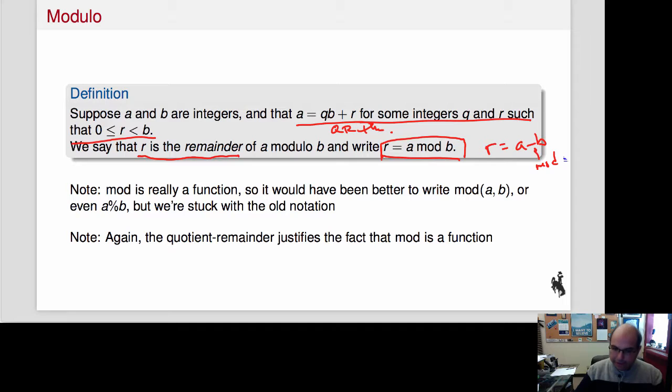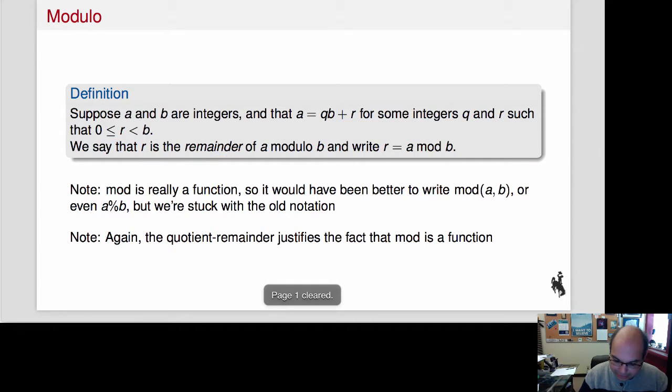Okay, and I did say that it was a function. Why do I know that it's a function? Well, I know it's a function because the values are unique. If you give me a and b, then a mod b is a unique value, and that's because of the quotient remainder theorem. So that theorem is at the heart of this particular statement.